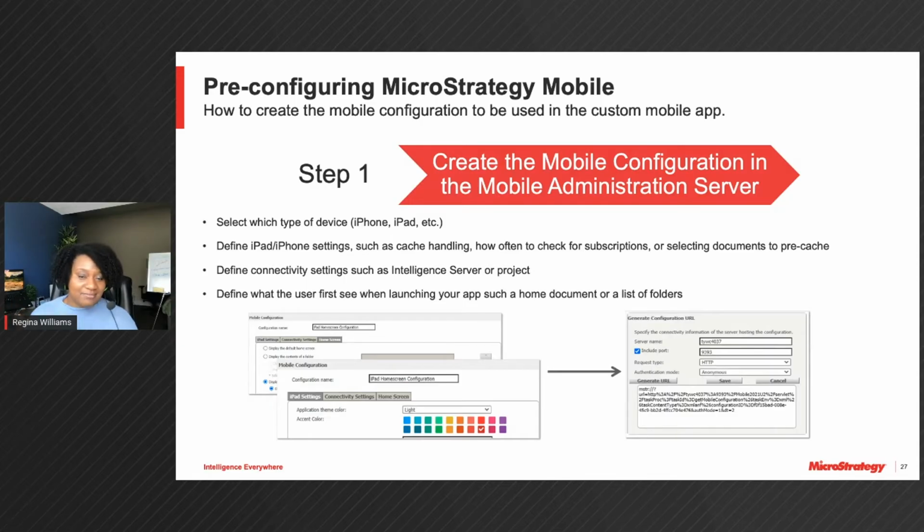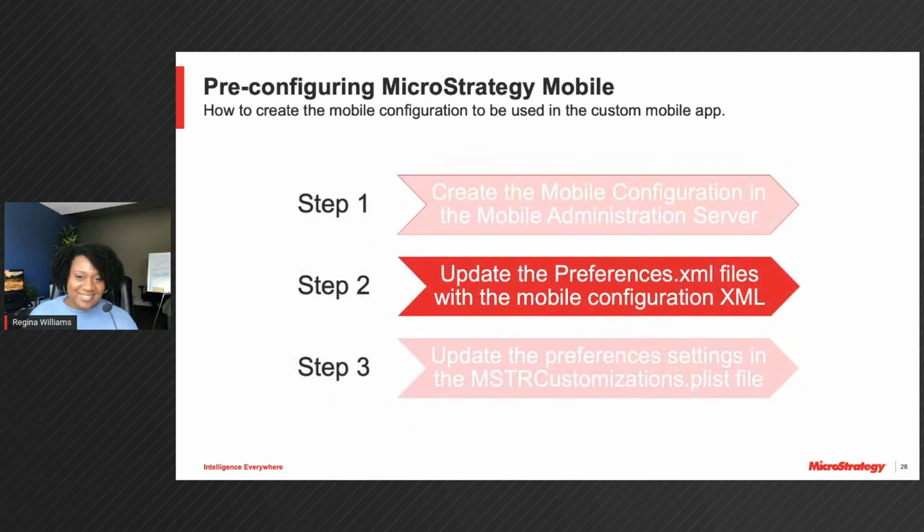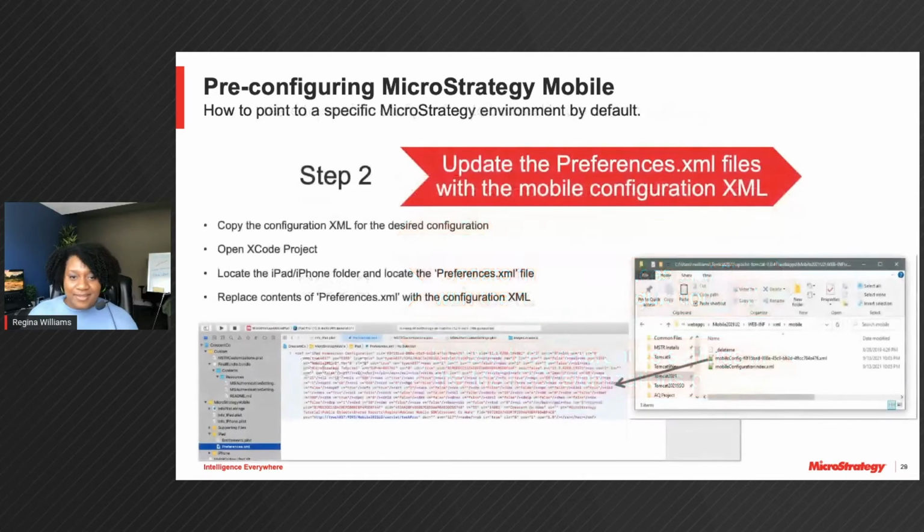In this case, for example, setting the home screen document. Okay, the next slide. Step 2 is to now take that mobile configuration XML and embed it inside of our Xcode project in the preferences XML file. And for the steps to do that, once your admin has modified and created the mobile configuration, the content of that configuration will be on the mobile server inside of the XML mobile folder. The content in that file will get copied over to our preferences.xml inside of the project.